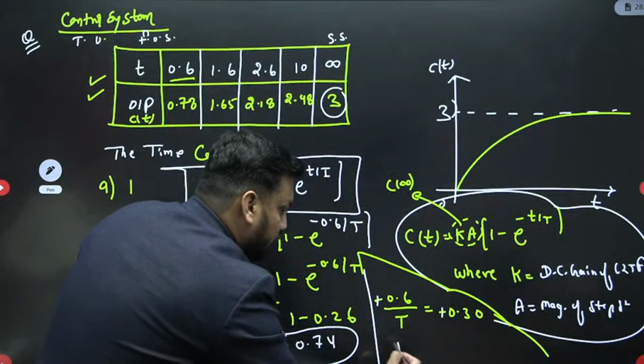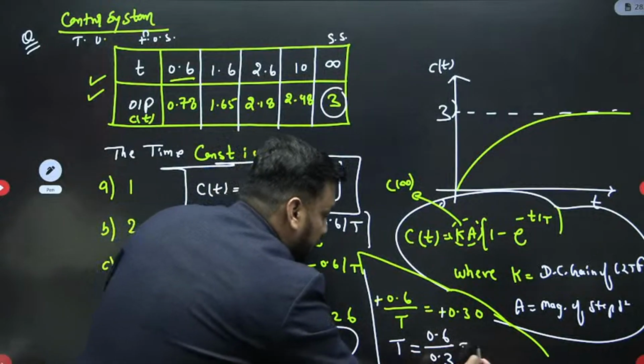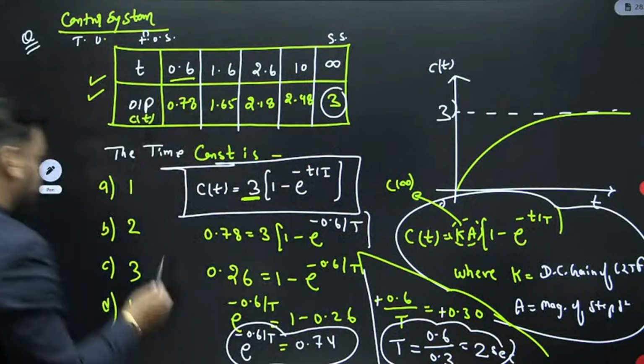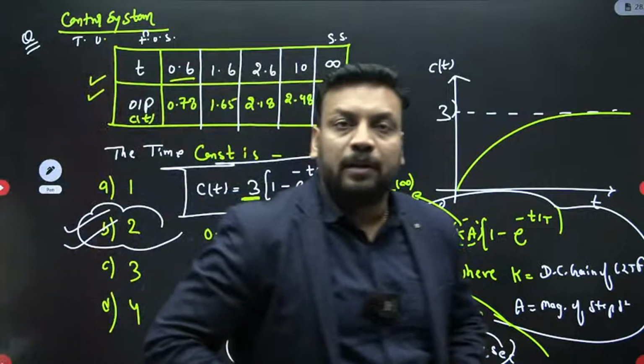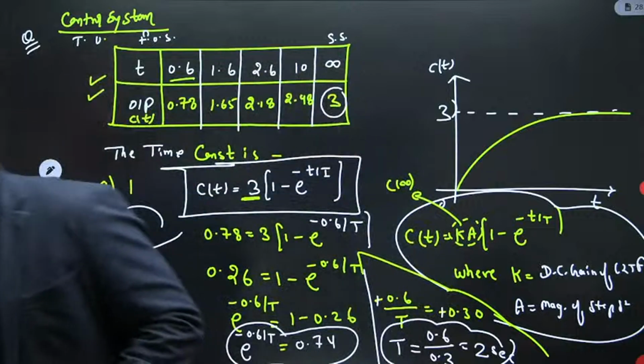When you finally find T now, you will get 0.6 upon 0.3. The final answer will be 2 seconds only. So the time constant answer is 2 seconds, and this is the correct answer, guys. Option number B. So I hope many of you already attempted this question. Easy one, this control system, easy question only.